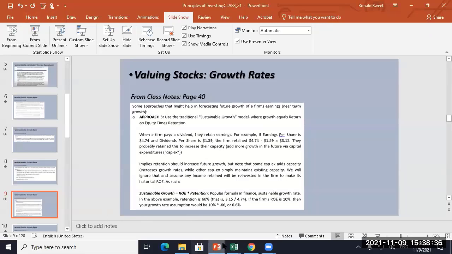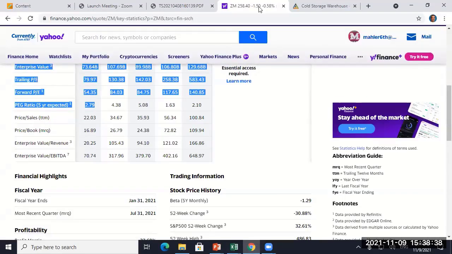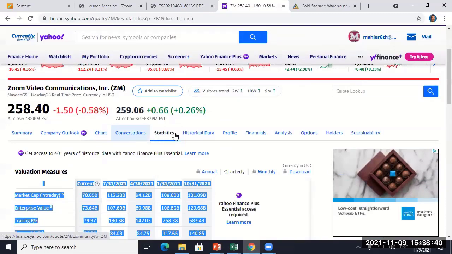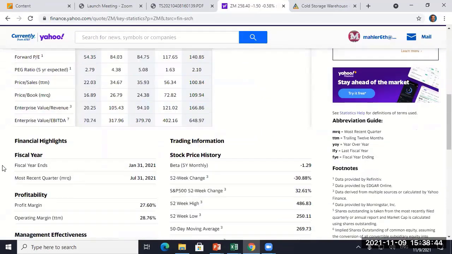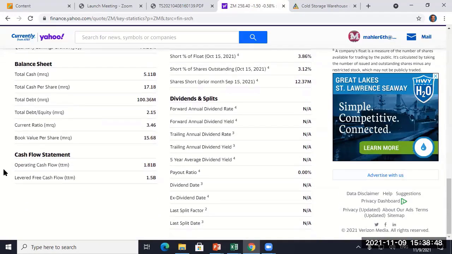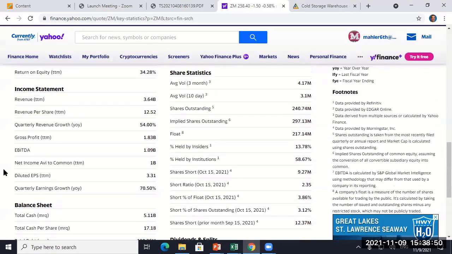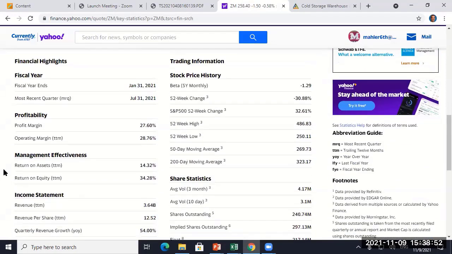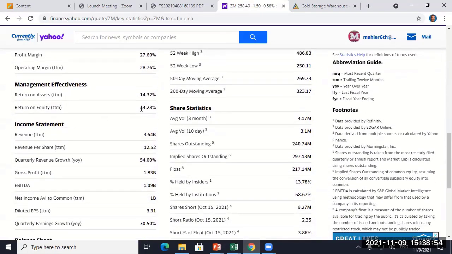So if we look at Walmart or Zoom, we could even look at Zoom. I don't think Zoom's going to work here. So here, you look at statistics. We're looking for return on equity. I can find it. Here it is. Their return on equity, write this down, 34%.